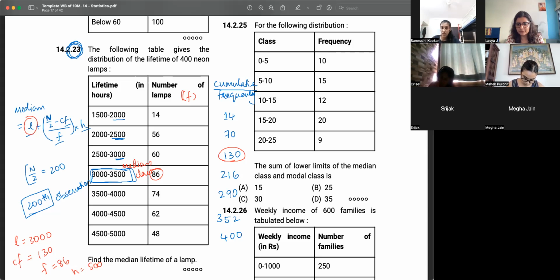Srijak was the first one to finish. Srijak, check the calculation. Crystal is the first one to get the right answer also. Nice, well done. Next, Megha also got it. Srijak, you need to check your final calculation. Samriddhi got it. Okay. Crystal, Megha, and Samriddhi finished it. Good. Mahak, Tia, Agrima, Anika, Kashvi.